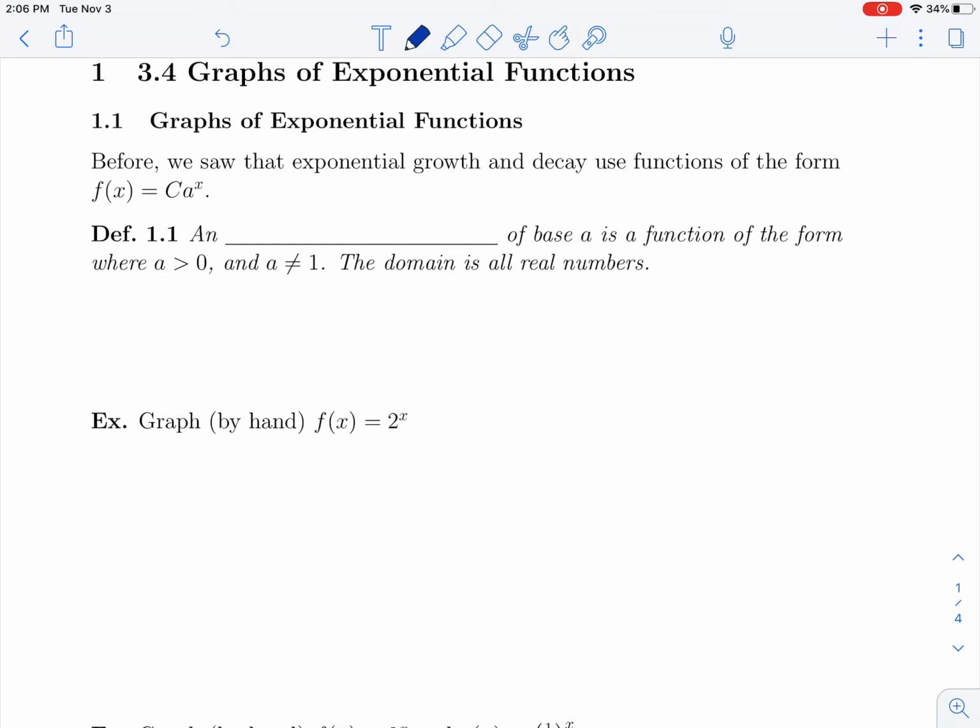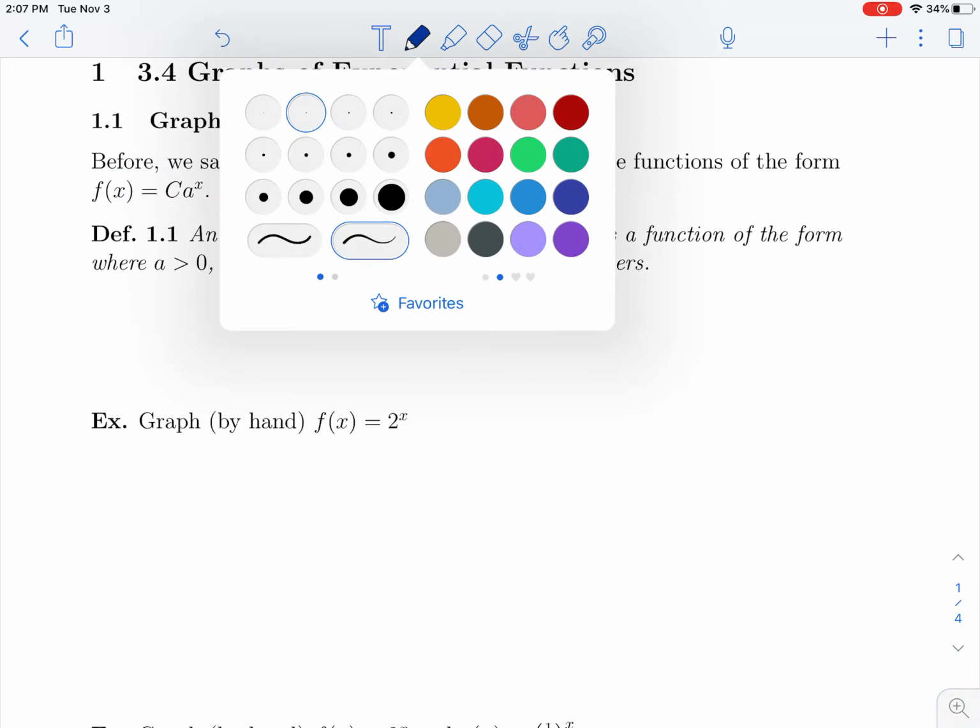So we just saw last time the graph of the, what was it called? Hold on. Logistic growth. Excuse me. So now we're going to talk a little bit more about graphs and getting a graph from the function or a function from the graph. Before, we just saw exponential growth and decay used in the form of f equal to c a to the x, right? We can generalize this.